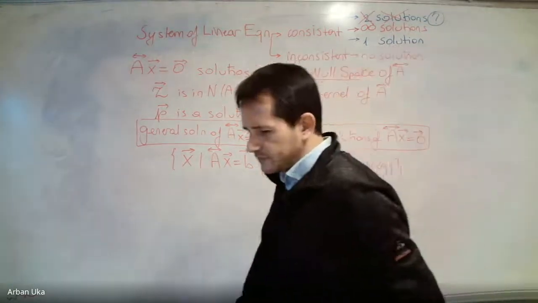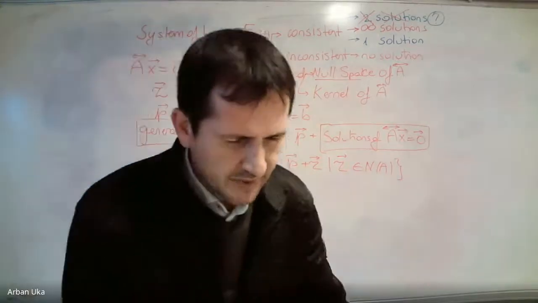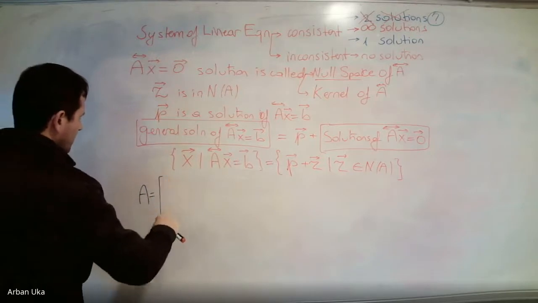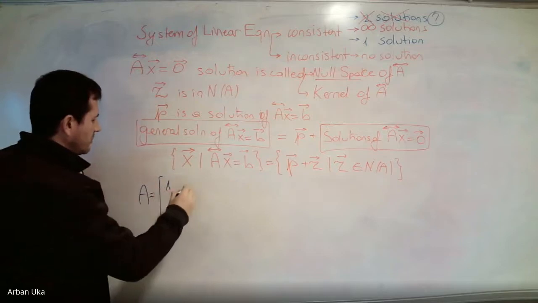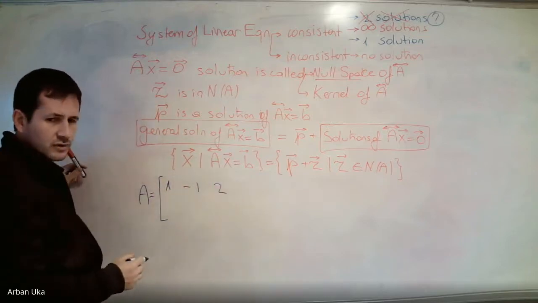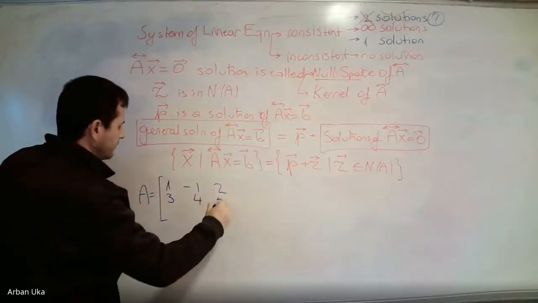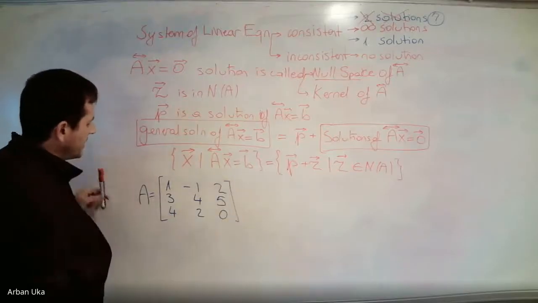Now, let's assume that we want to determine the null space of a matrix. Let's pick up a 3 by 3 matrix. Can you give me some numbers? I can start with 1, minus 1, 2. Give me another row. 3 by 3, 3, 4, 5. And then? 4, 2, 0. Okay, so this is a matrix.